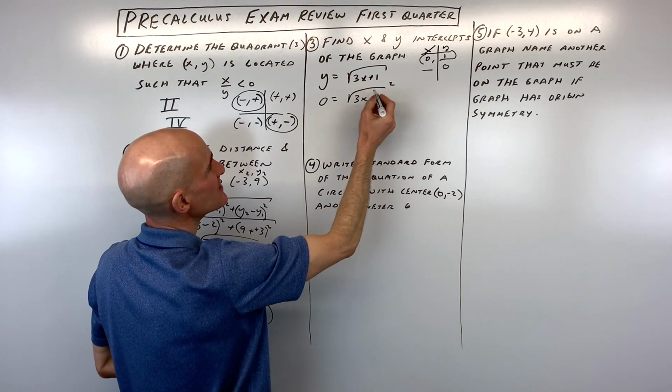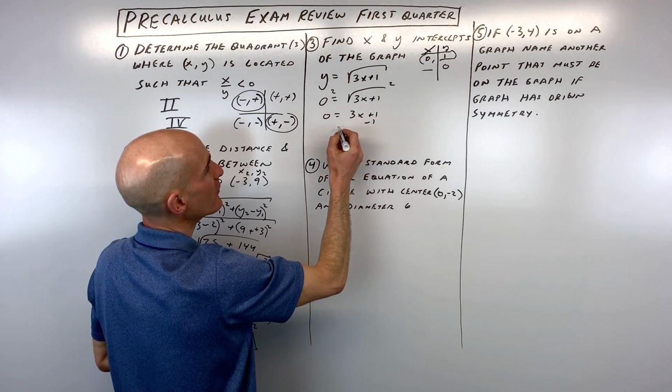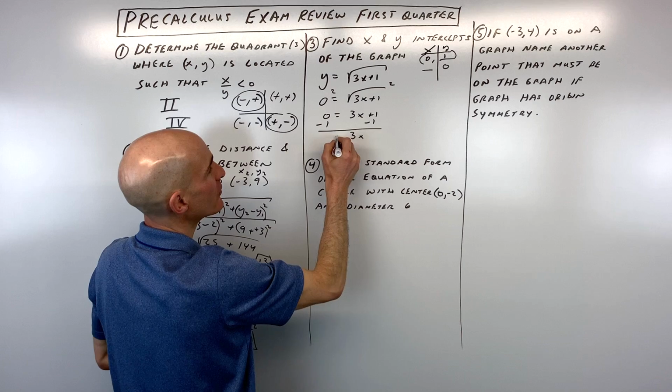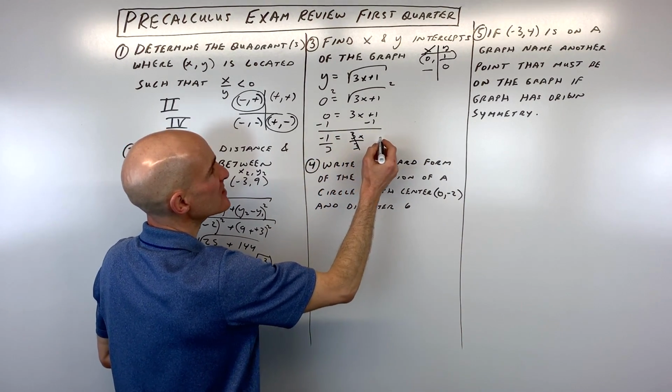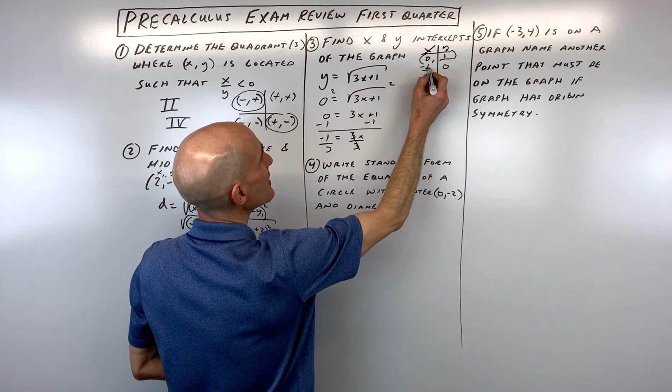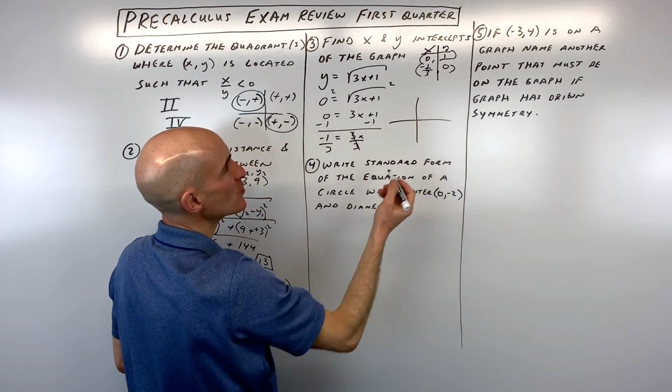So if we square both sides of this equation, 0 squared is still 0. If we subtract 1 from both sides, you can see we've got 3x equals -1. Divide both sides by 3, and you can see that our x-intercept is (-1/3, 0). So this just kind of helps you when you're graphing.